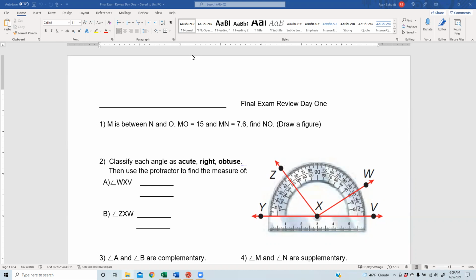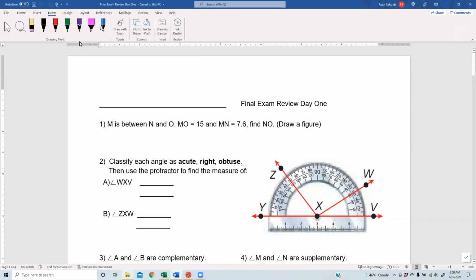So look at number 1. It says M is between N and O. MO is 15, MN is 7.6, find NO. We want to draw a picture. Always draw a picture. It helps you visualize things.